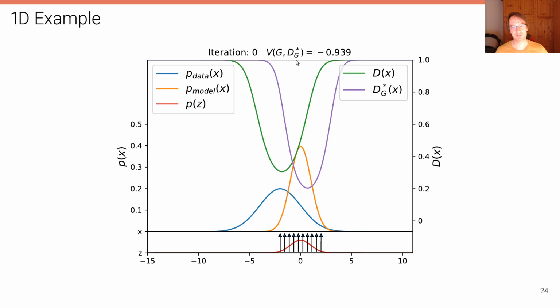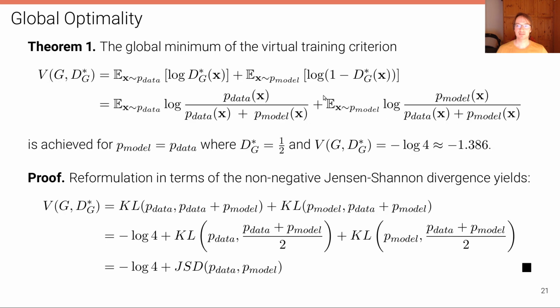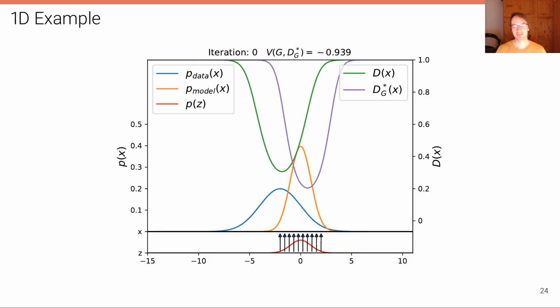It's the same plot from before, but now including this purple graph, which is the optimal discriminator. And I've also included the virtual training criterion, where we have V of G and D, which is optimal for a particular G. We can see that this value is decreasing over time as the model distribution comes closer to the data distribution, to minus 1.386, which is minus log 4. In other words, the Jensen-Shannon divergence becomes 0. This is what is happening here.